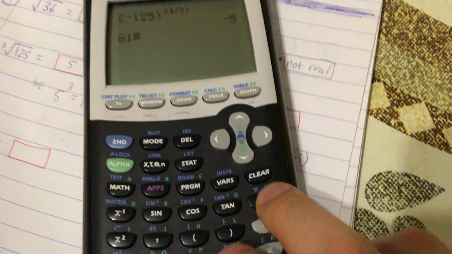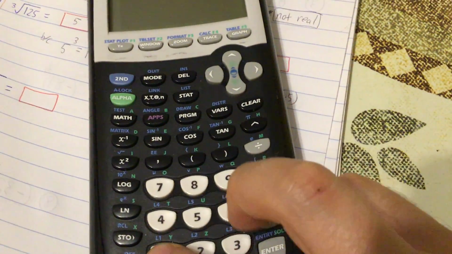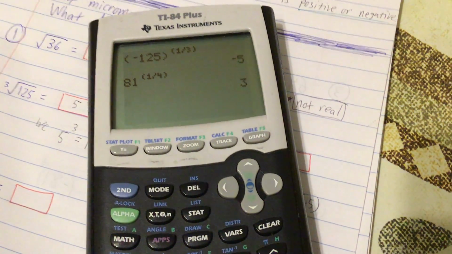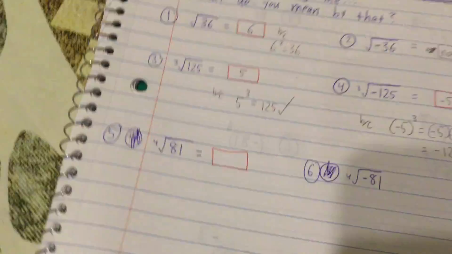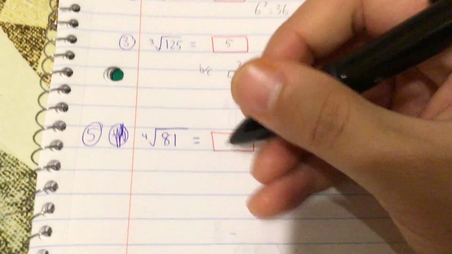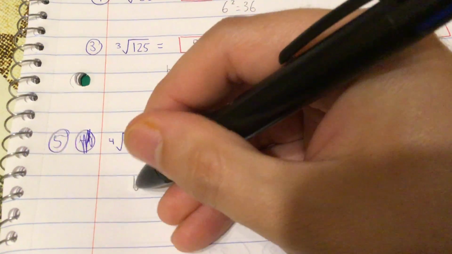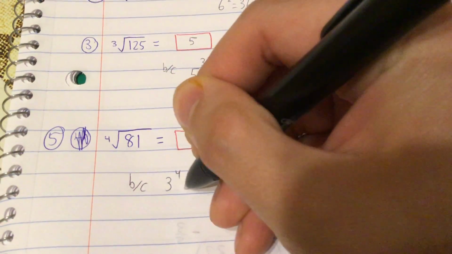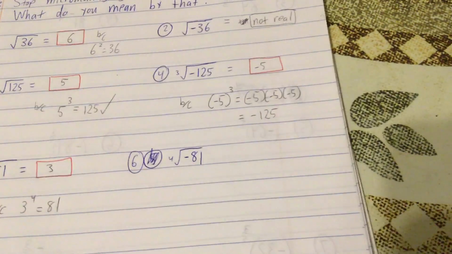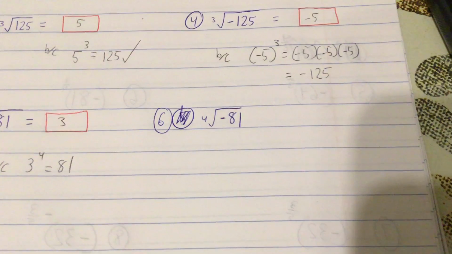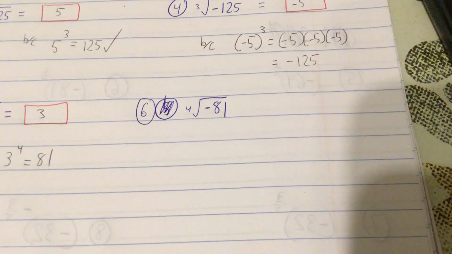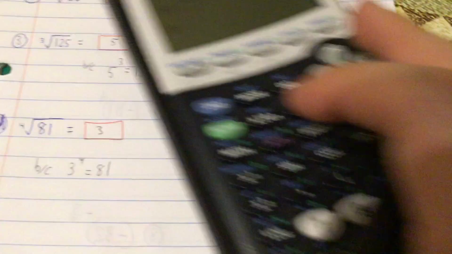I take 81 and I take that to the 1 divided by 4 power in parentheses, and that's going to get me 3. Okay, no worries, because that makes sense. 3 to the 4th power is 81. But let's take a look at this. I'm looking for the 4th root of negative 81.